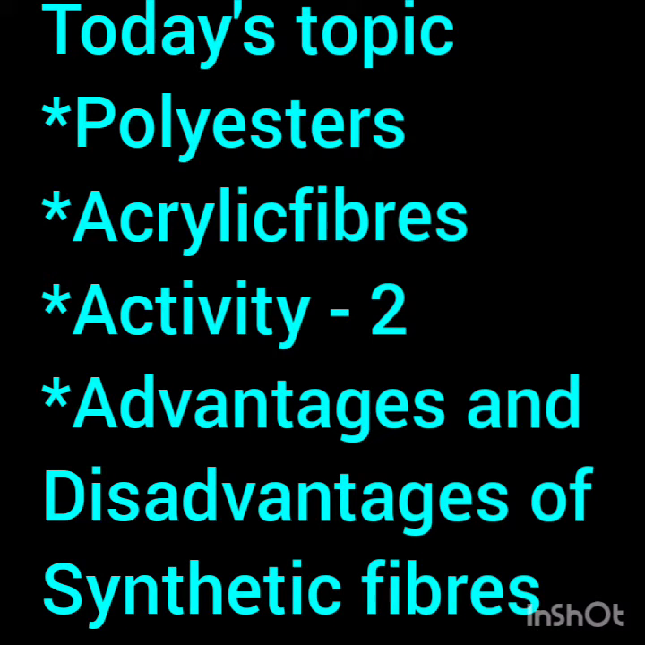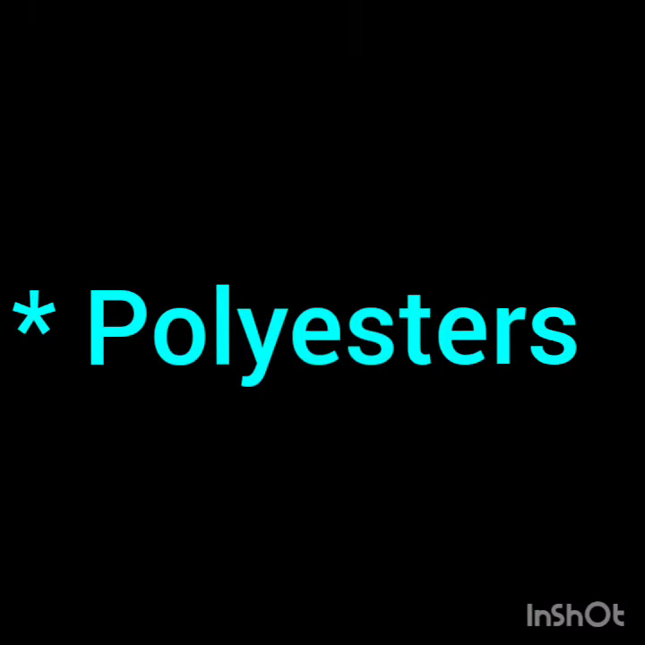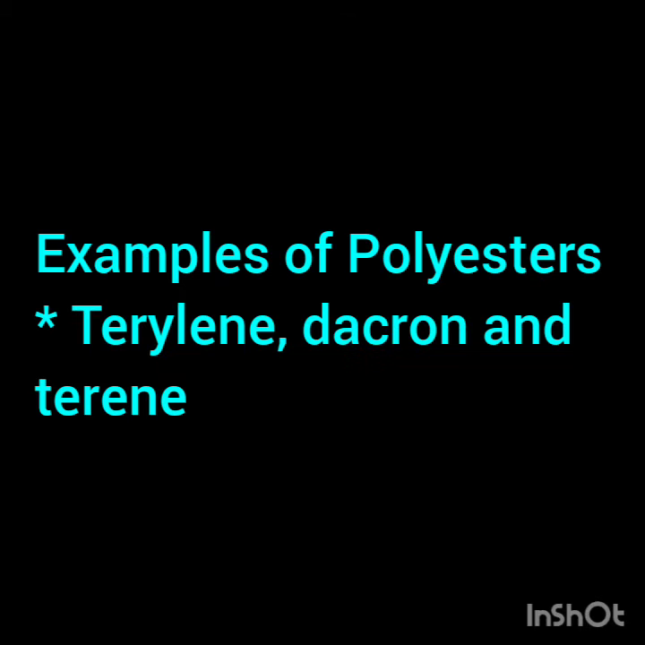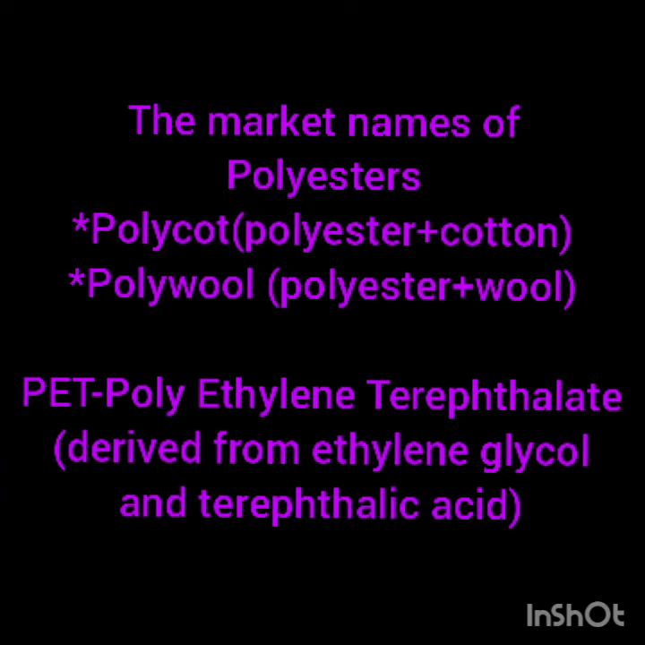Today we are going to see about polyesters, acrylic fibers, one small activity, and advantages and disadvantages of synthetic fibers. Polyesters are made from petroleum products. Terylene, Dacron and Terene are examples of polyester fibers. Fabrics are sold in the market by names such as polycot. Polycot means polyester plus cotton, and polywool means polyester and wool.